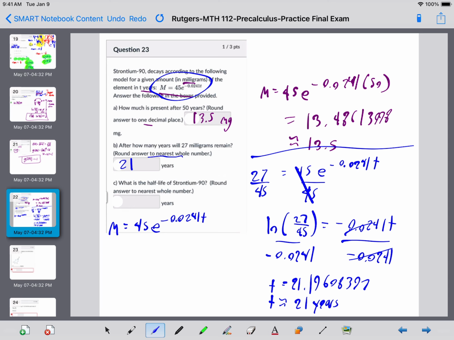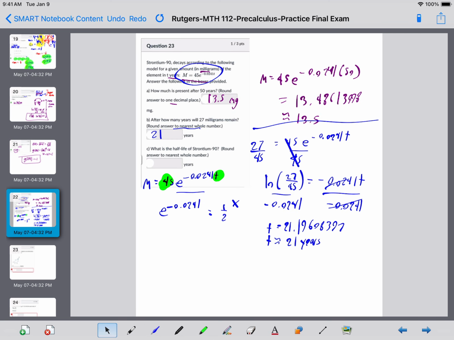Let me just make sure that's what it says. Okay. So this is your initial amount. This is the time, right? And we're saying that this is a half-life, right? So e to the negative 0.0241 equals 1/2 to the x. Okay? So we want to find what that fraction is as an exponent.